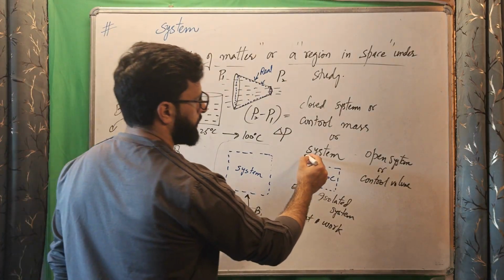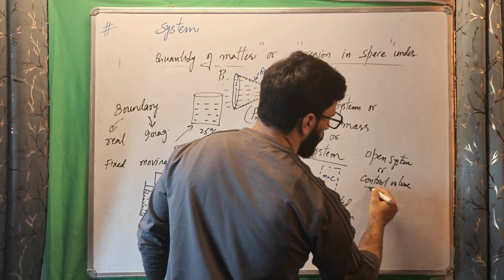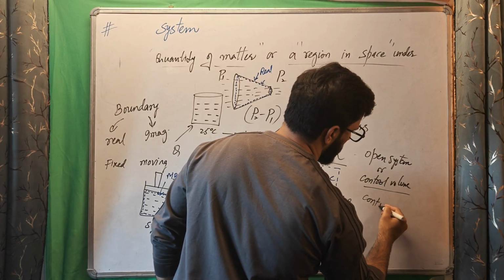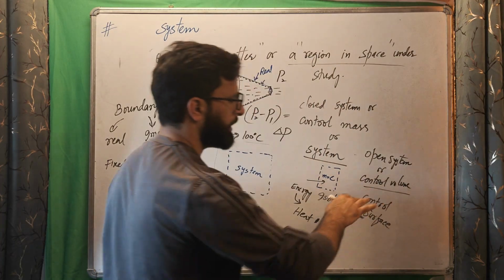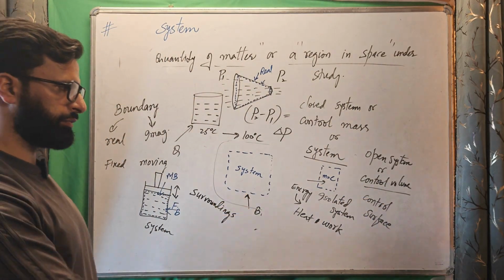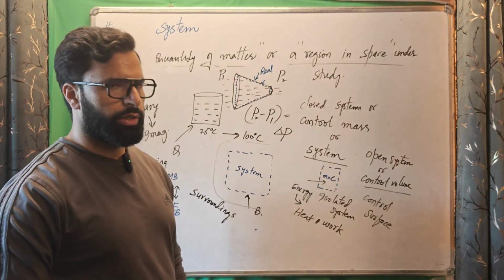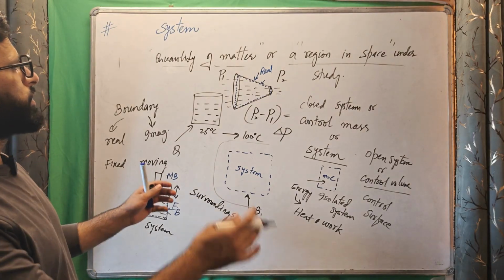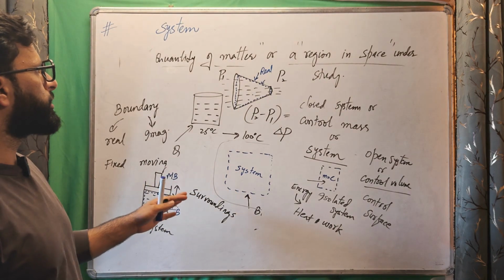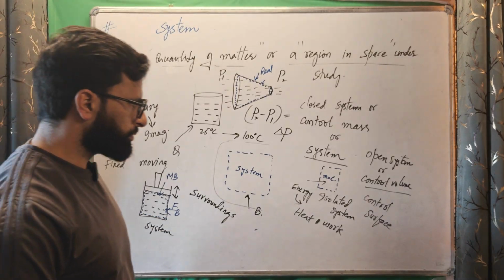Now, the boundary of a system is known as boundary, but the boundary of a control volume is known as control surface. Specifically, it is also known as control surface. We can call it boundary as well, but it has a special name called control surface. Now, this was two types of systems. One is system, and another is a control volume.